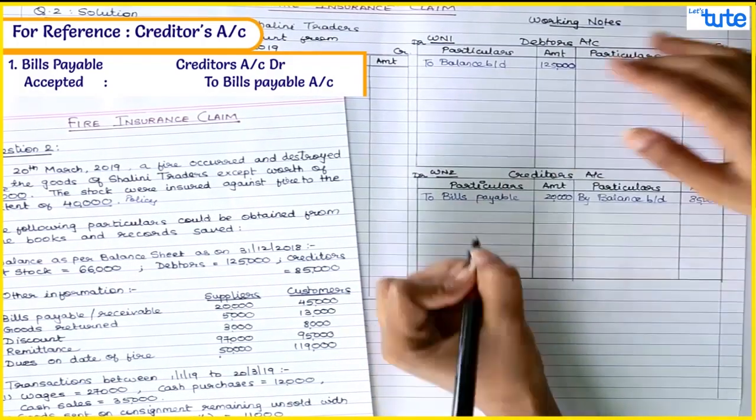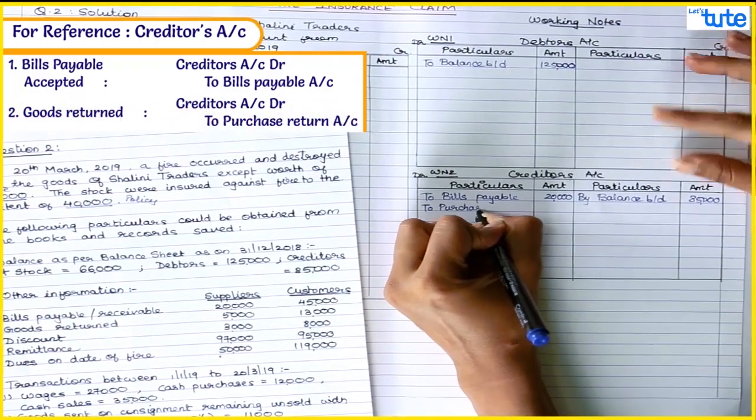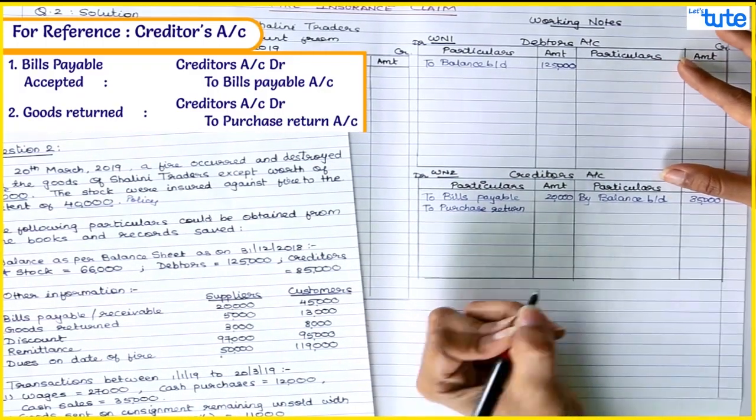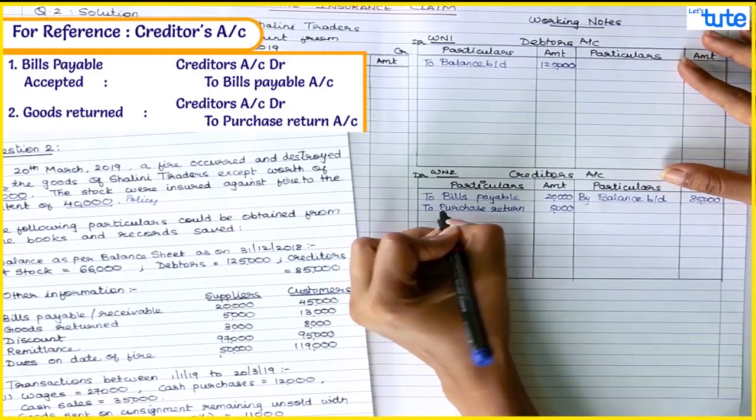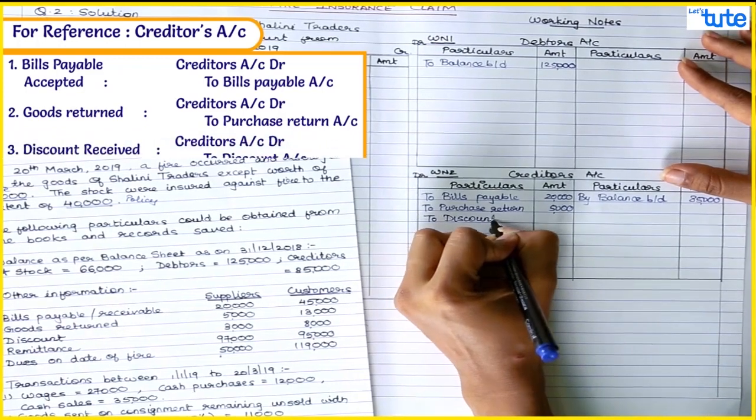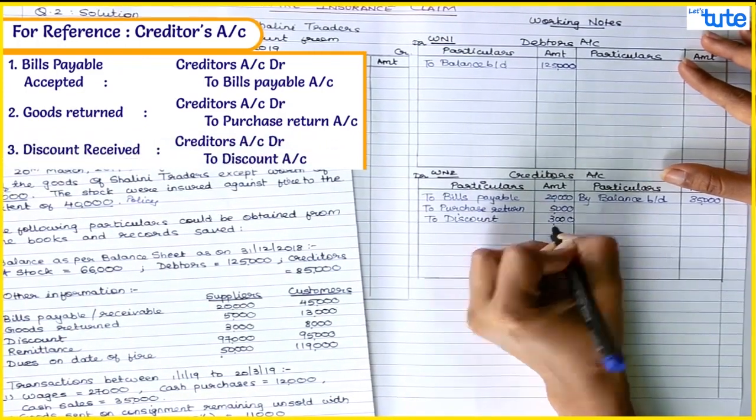Then we have goods return. So this would be your purchase return. For creditors, it would be purchase return. For debtors, it is sales return, 5,000. Then we have discount. This would be discount received, 3,000.